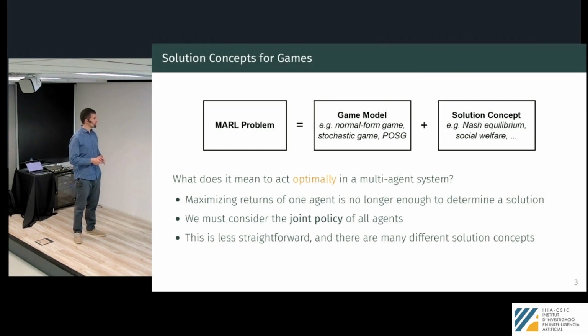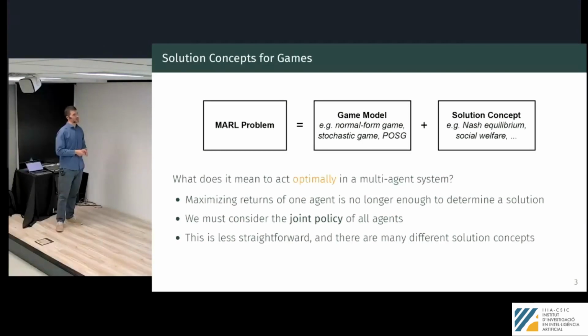Okay, so there's a few comments here. I said already earlier, what does it mean for agents to act optimally in a multi-agent system? This is defined by the solution concepts. Maximizing returns of one agent is no longer enough to determine a solution. That's exactly what we did in the single agent RL case, right? So the optimal policy was simply the policy that maximized the expected discounted return in all the available states.